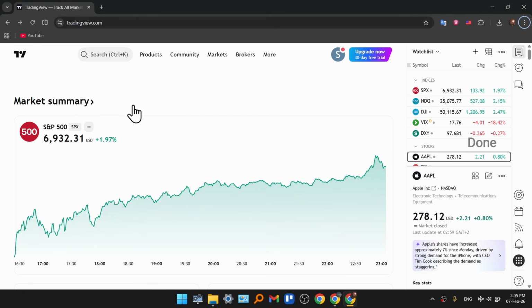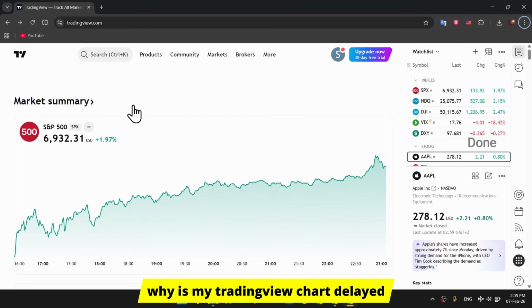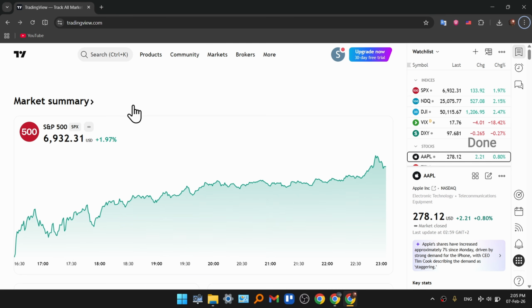If your chart on TradingView shows a different price than your broker or another app, your chart is not broken. You're seeing delayed market data. And here's why that happens. So the main reason is exchange data rules.